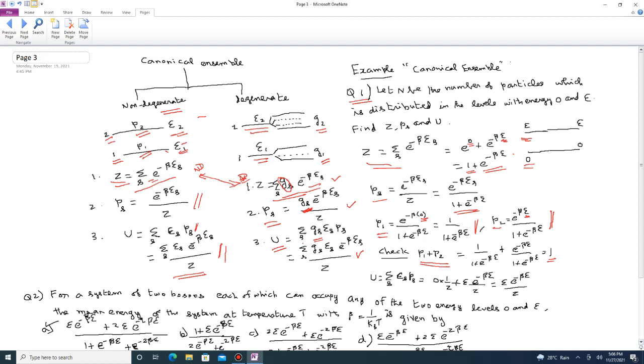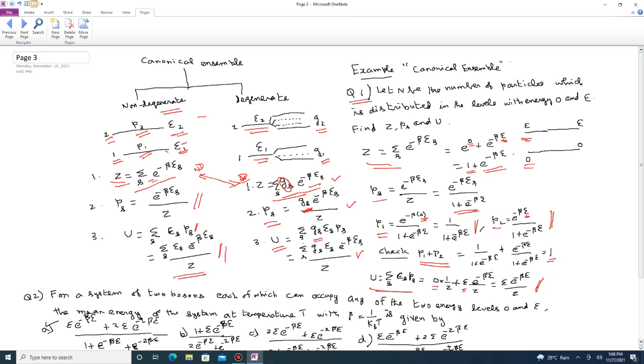Now let us calculate the mean energy. The expression for the mean energy is U equal to summation over s of E_s P_s. For the first level, the energy is 0 into 1 by Z. For the second level, the energy is E into P2, which we have already calculated. We substitute the value of P2, and if we simplify, you will get this expression: E e power minus beta E whole divided by Z. So this is the way you have to calculate the energy of the system.